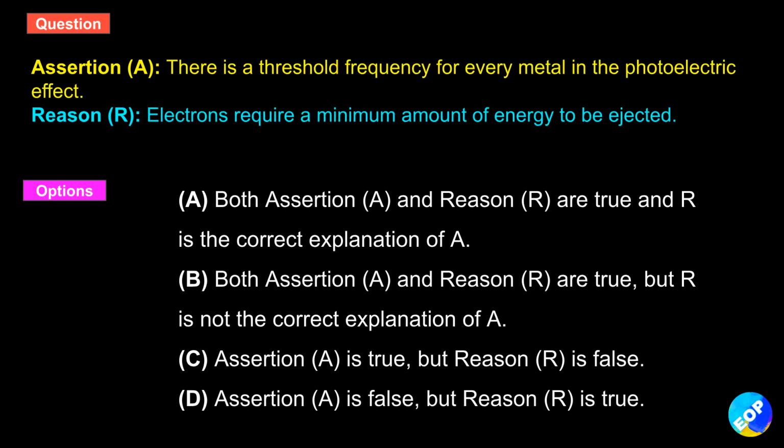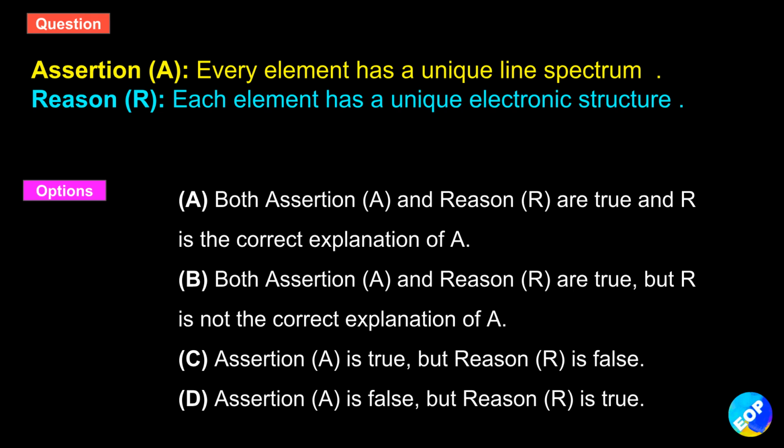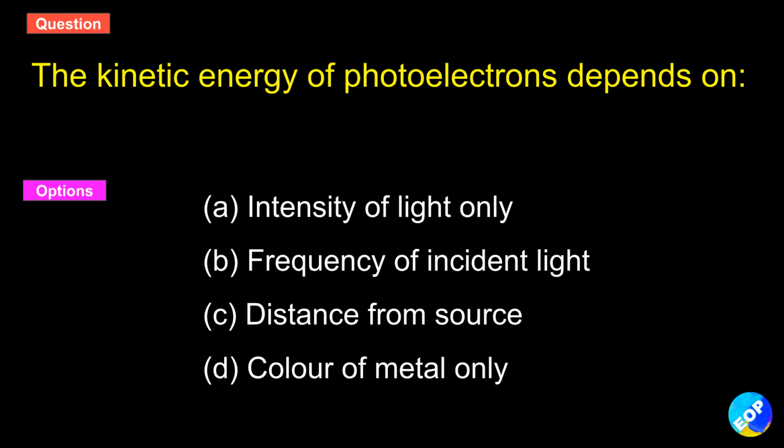A says there is a threshold frequency for every metal in the photoelectric effect. R says electrons require a minimum amount of energy to be ejected. Answer A, both A and R are true. R is the correct reason. Assertion says every element has a unique line spectrum. Reason is that each element has a unique electronic structure. Answer is A, both A and R are true, and R is the correct reason. The kinetic energy of photoelectrons depends on the frequency of incident light.